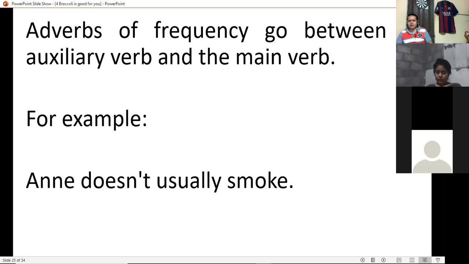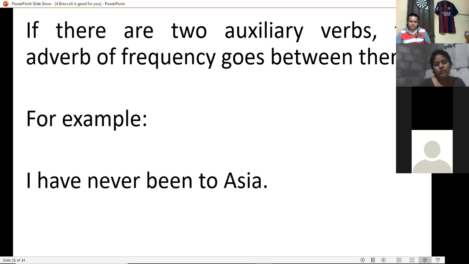Vane, can you read this part, please? Adverbs of frequency go between an auxiliary verb and the main verb. For example, Annie doesn't usually smoke. Okay, good. That's it. Todos.